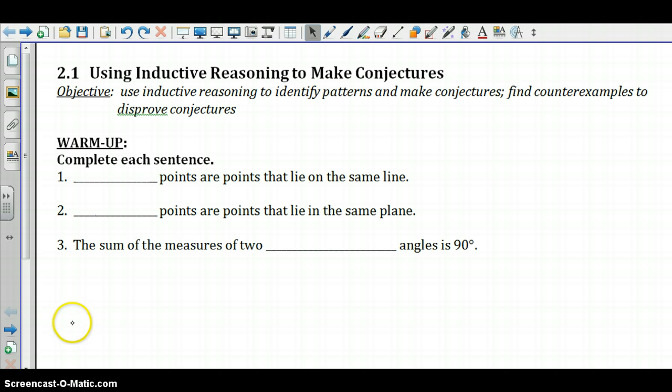If you're ready to move on, let's start with a warm-up. Please fill in the blank to complete each sentence. If you need more time, feel free to pause the video, otherwise let's continue. Points that lie on the same line are considered collinear. Points that lie in the same plane are considered coplanar. And the sum of the measures of two complementary angles is 90 degrees. You'll remember these terms from Chapter 1. Now we are ready to continue.